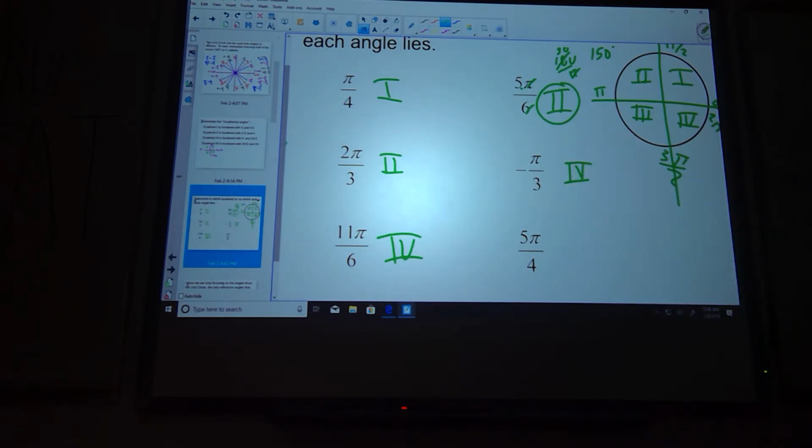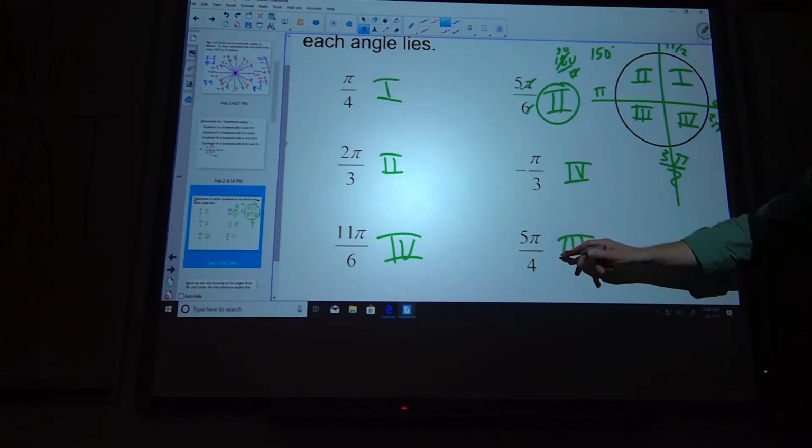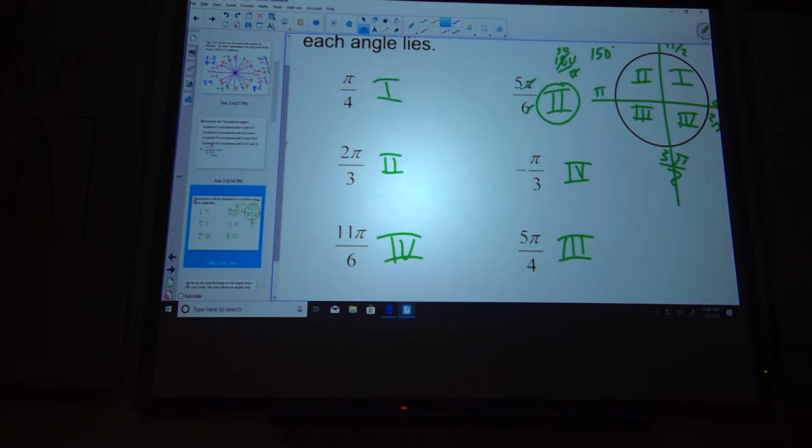And then 5 pi over 4. It's bigger than pi, smaller than 2 pi, so it's either 3 or 4. What do you think? 3. I think so too. And again, if you just manipulate it, multiplying by 180 over pi, I get 45 times 5. That works. Am I done?